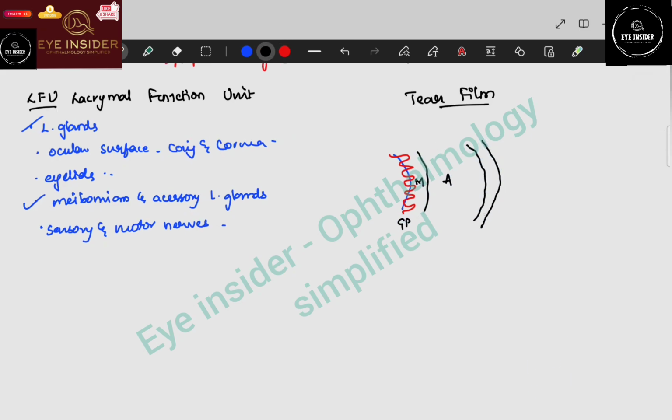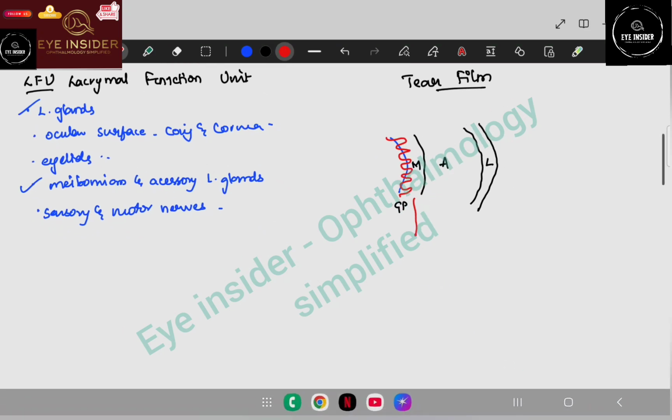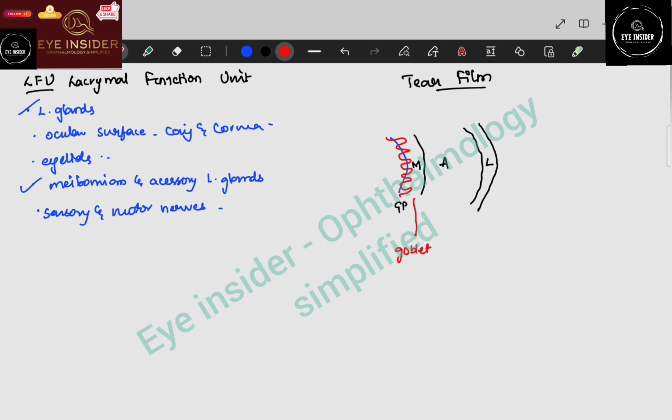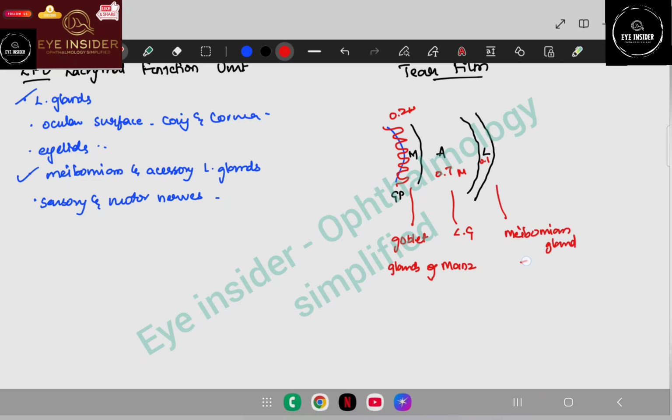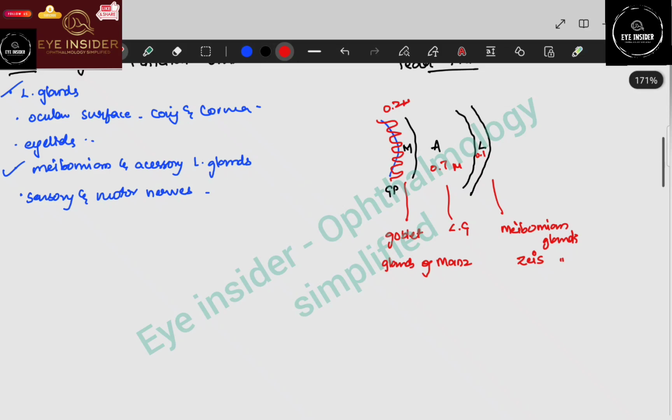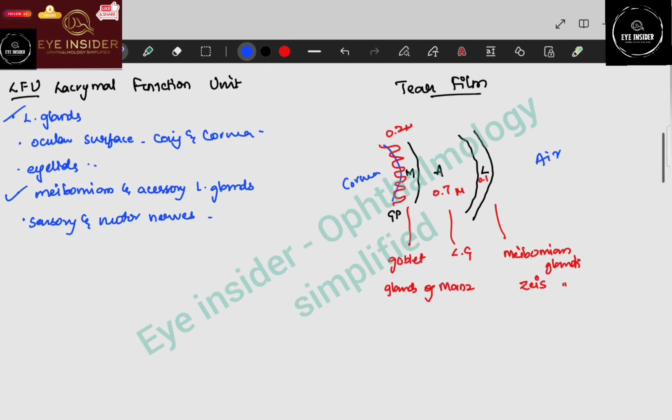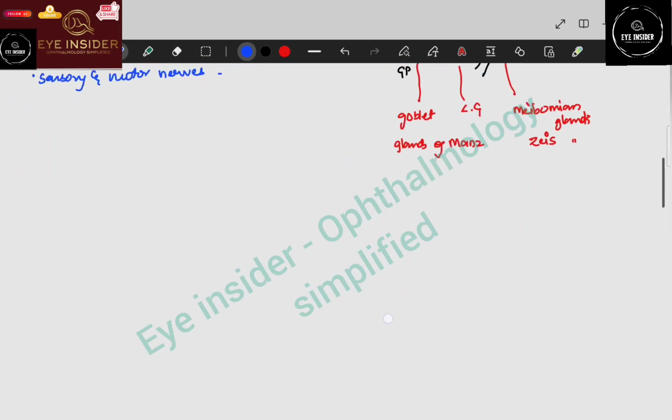Alright, then coming to the basic anatomy of the tear film. Near the cornea, there is glycoprotein which is surrounded by a mucin layer which is secreted by the goblet cells and the glands of Manz. It's almost 0.2 microns. The aqueous layer is 0.7 microns, secreted by the lacrimal gland. The lipid layer is 0.1 microns and it is secreted by the meibomian glands and Zeis glands.